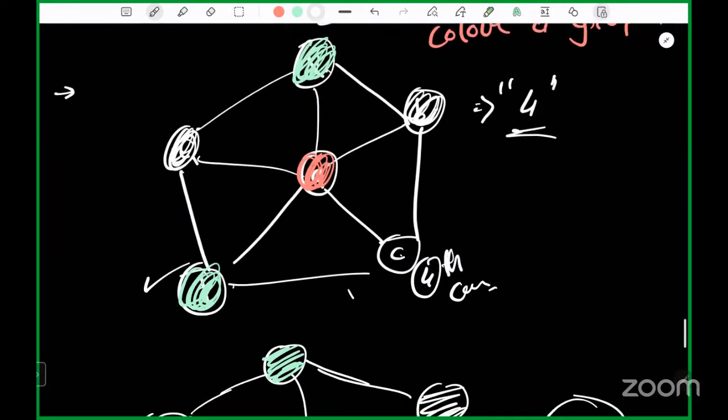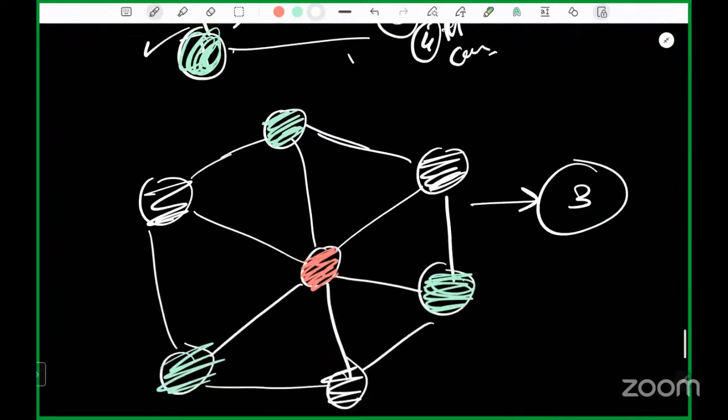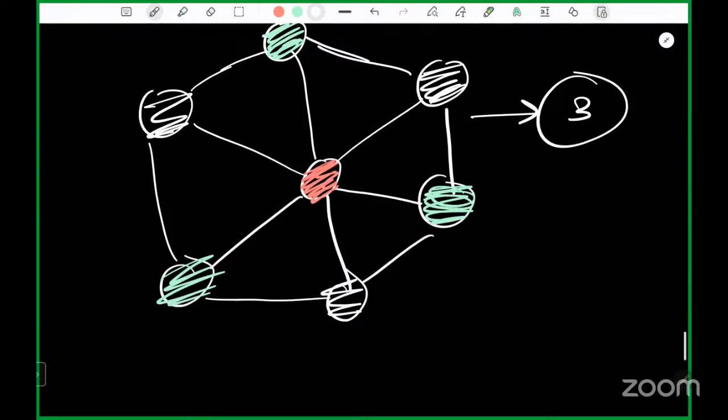See, here we have 5 vertices, so that is an odd number. So that's why we need 4 colors. But in place of 5 vertices, if we have 6 outer vertices, then we need 3 colors, which is an even number. Okay. Is that fine?